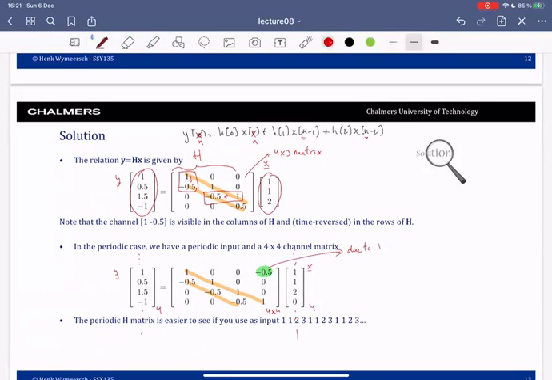Due to, let me write it, periodic input. Right, this is because the output at the first time depends also on the inputs before this time, which were again 0, 2, 1, 1. This is why you have this minus 0.5. And I recommend that you do another example with this periodic input of length 4. So this is one period, second period, and another period. And again, try to reconstruct this channel matrix, and you will see that it has this structure.